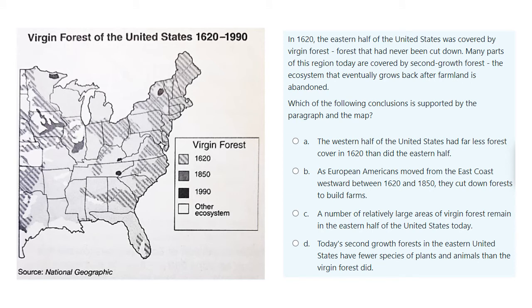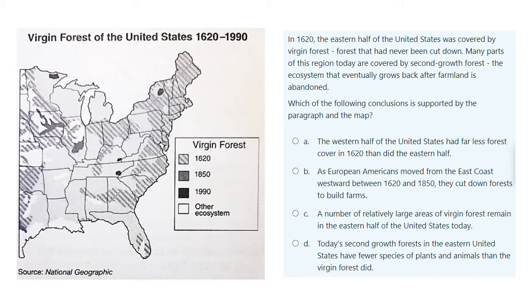In 1620, the eastern half of the United States was covered by virgin forest. And we can see that through this here. All of this area was virgin forest. The virgin forest is forest that had never been cut down. Many parts of this region today are covered by second growth forest, the ecosystem that eventually grows back after farmland is abandoned. Which of the following conclusions is supported by the graph and the map? Sorry, by the paragraph and the map.